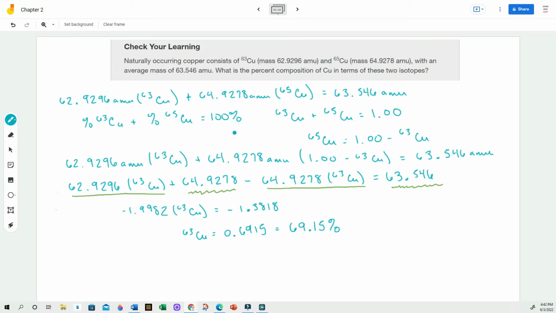not really a whole lot of space up there, so I think I'll find that percentage down here. So if we take our percent of copper 63, which is 69.15%, again, I'm just plugging into this equation here, plus our percentage of copper 65, and that equals 100%. Now solving for copper 65, our percent of copper 65 is equal to 30.85%.